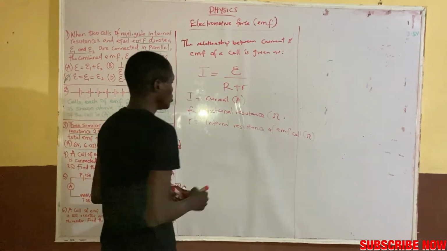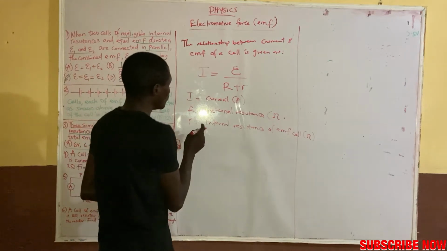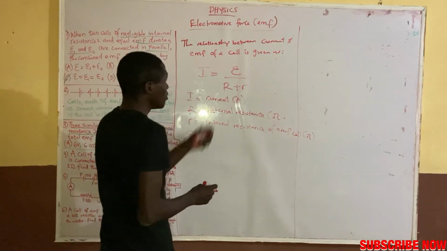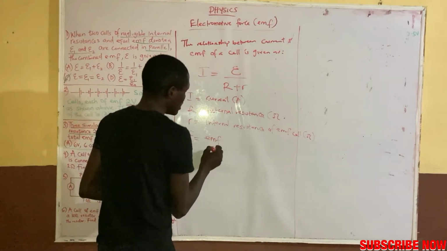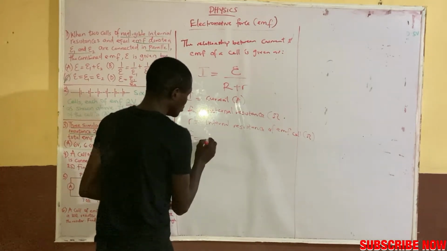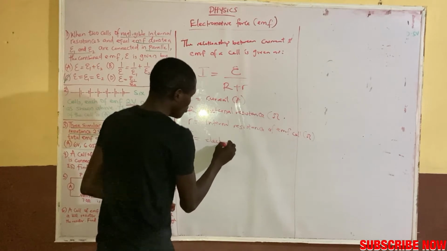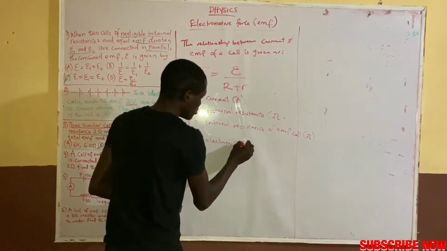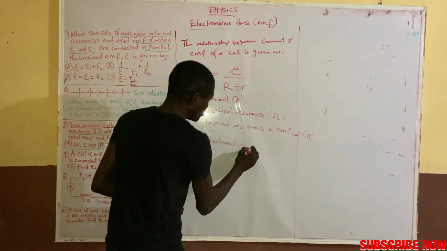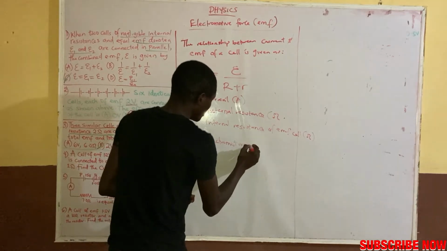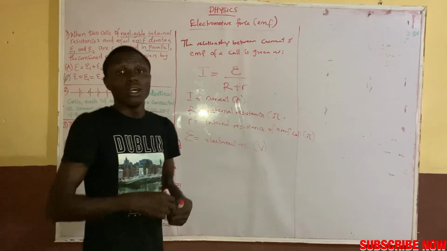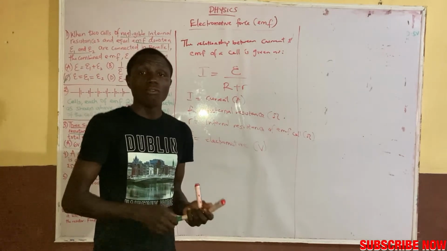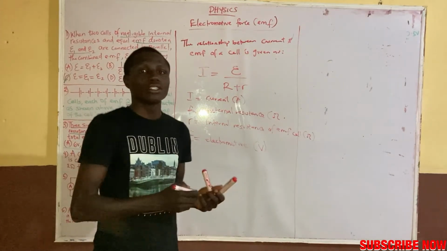We also have the script E, which is the EMF, the electromotive force, measured in volt. It means that the SI unit of electromotive force is volt.